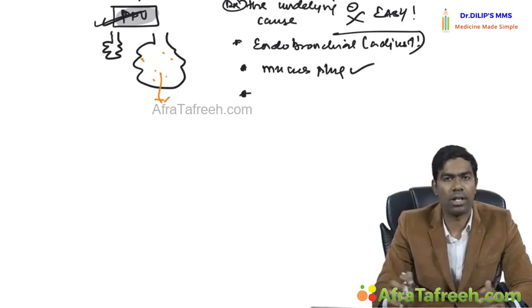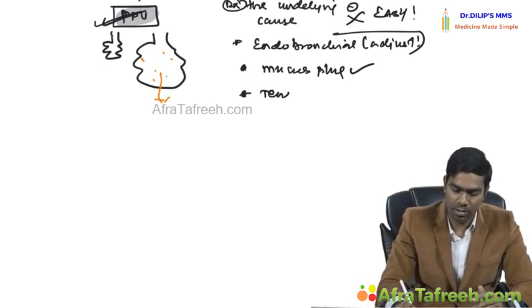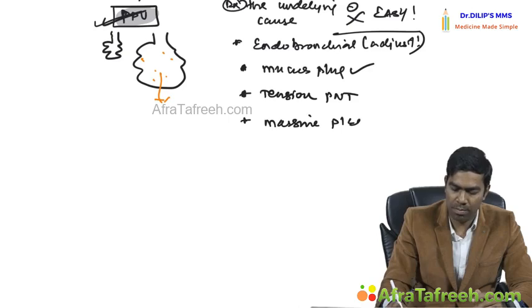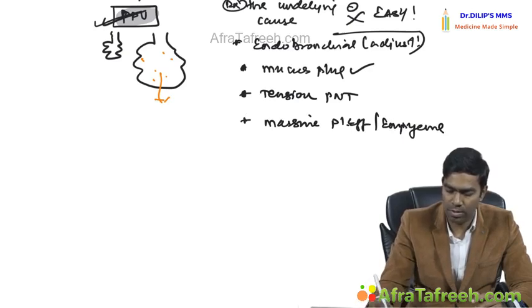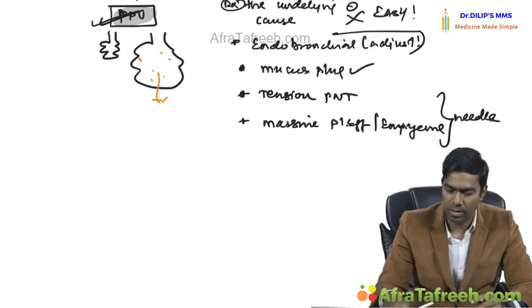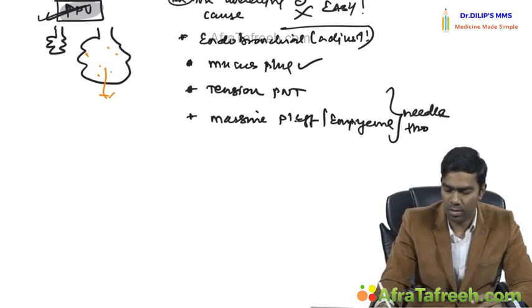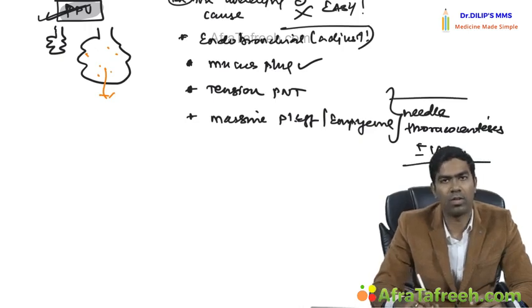Or then you have tension pneumothorax, or if it's a massive pleural effusion or an empyema, here you are going to do needle thoracocentesis. In both these conditions, you are going to do emergency needle thoracocentesis plus ICD insertion, intercostal chest drain.